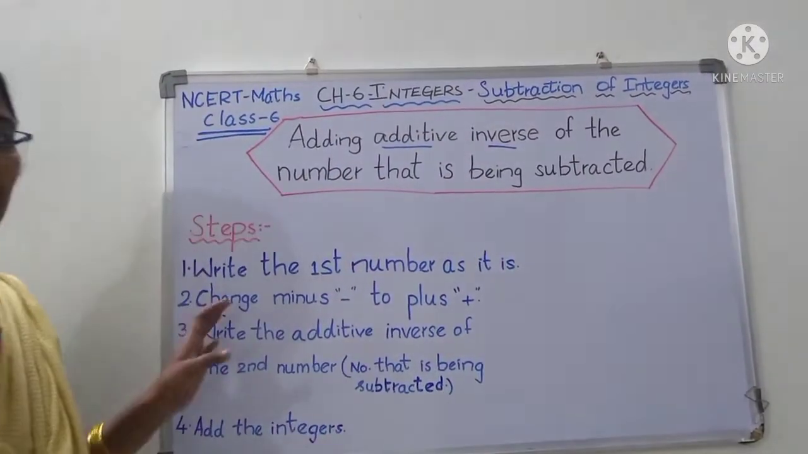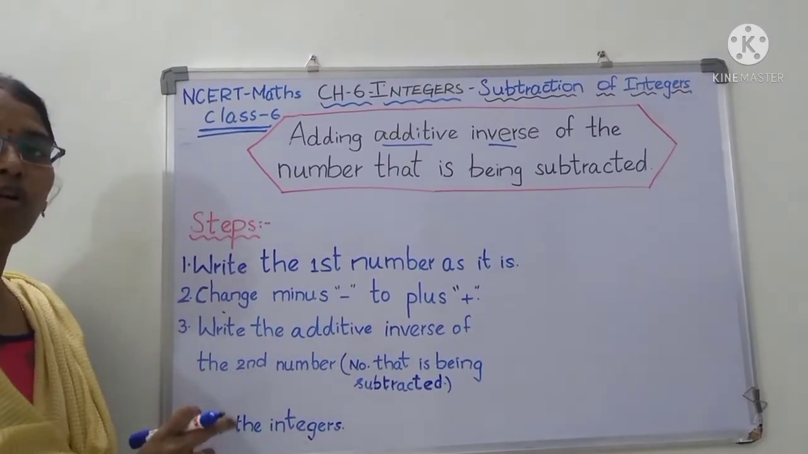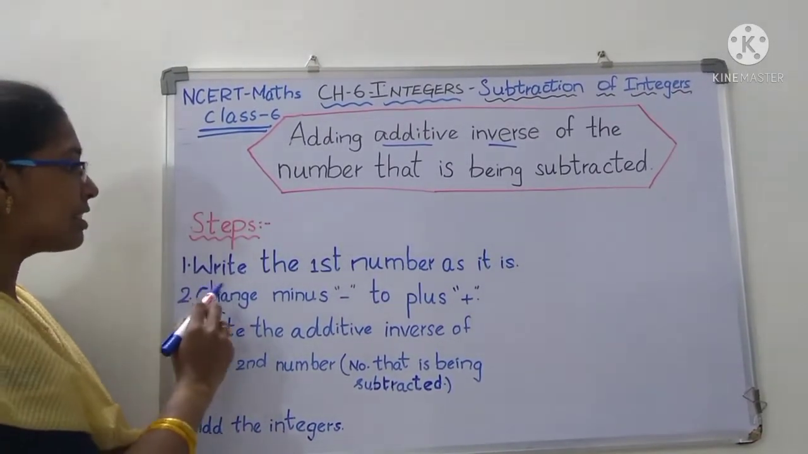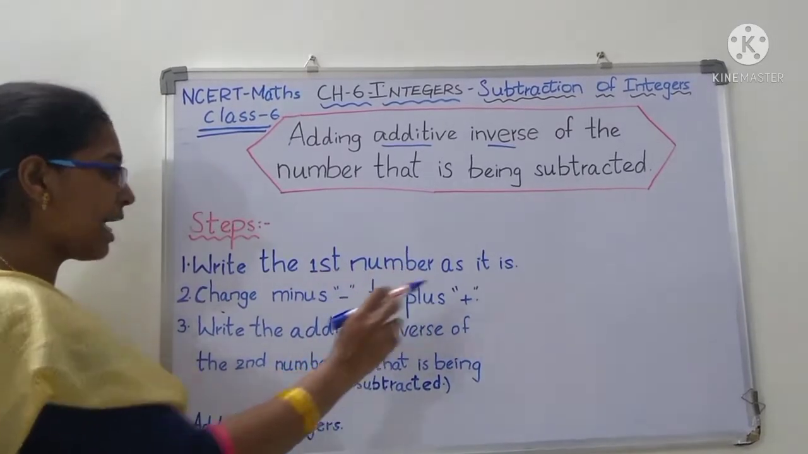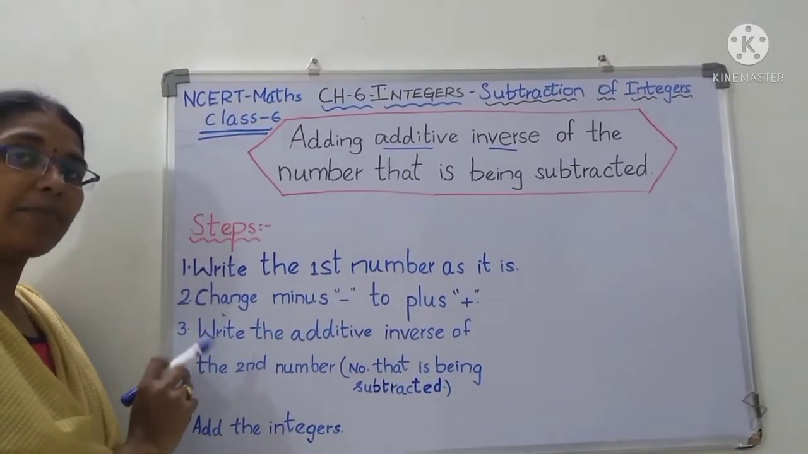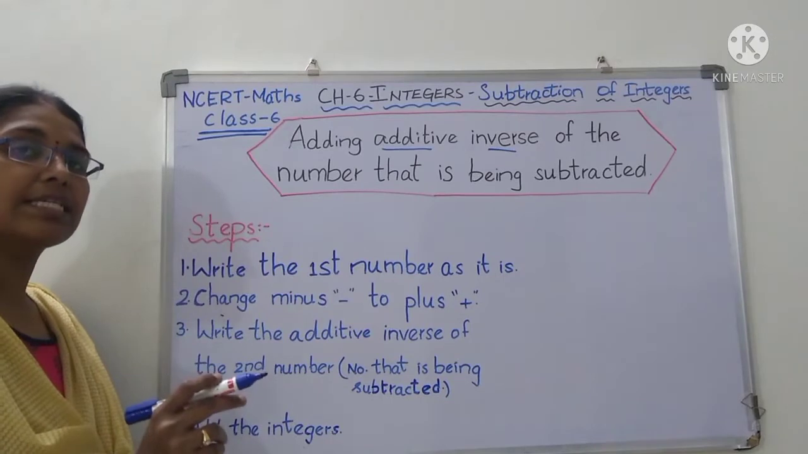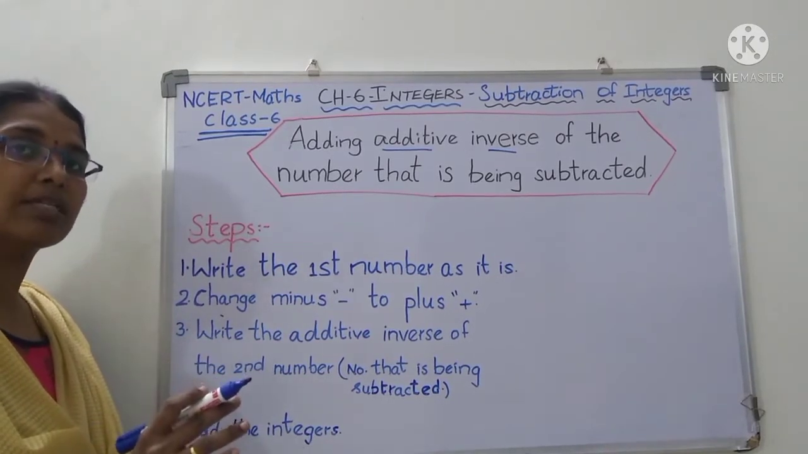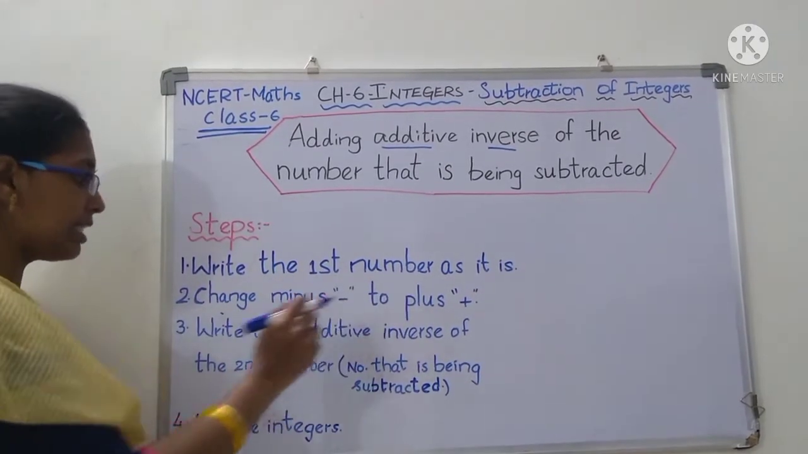So let's see this step by step, children. These are the steps you should follow when you are doing subtraction. First step is write the first number as it is. What is the first step? You should write the first number as it is. In subtraction, there will be two numbers. Okay, write the first number as it is.